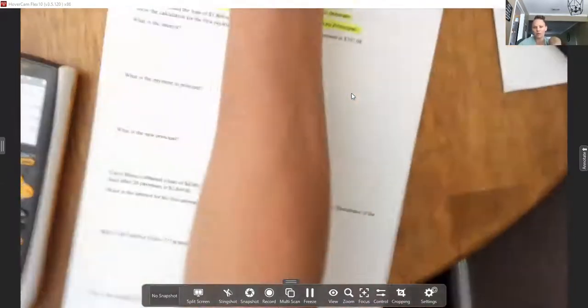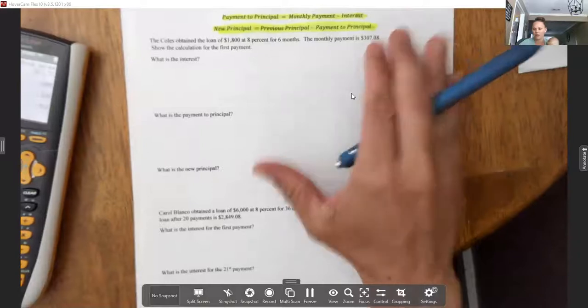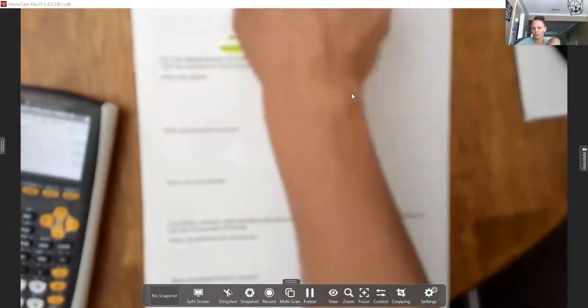Sorry, I turned the paper. I need to move my camera. There we go. It's a little bit better, I think. Let me focus it again.